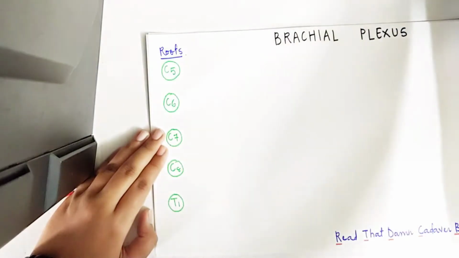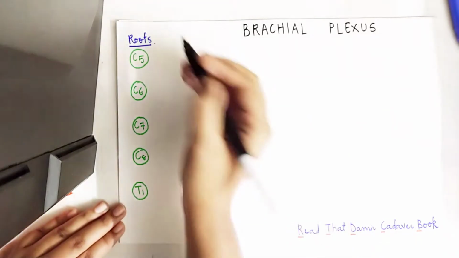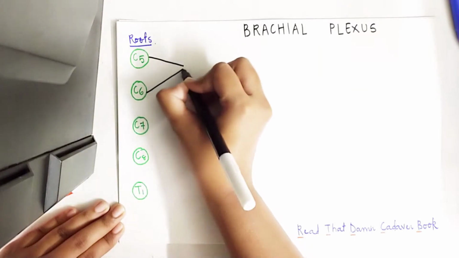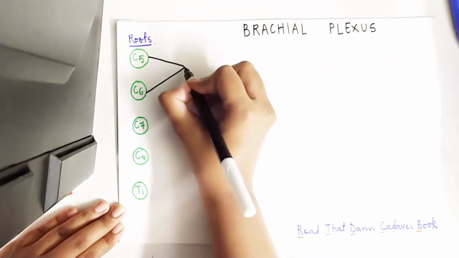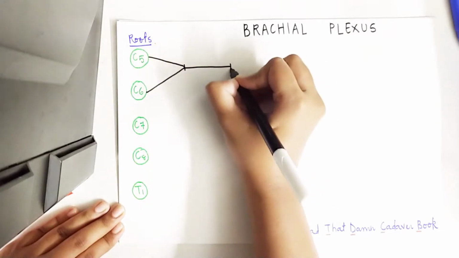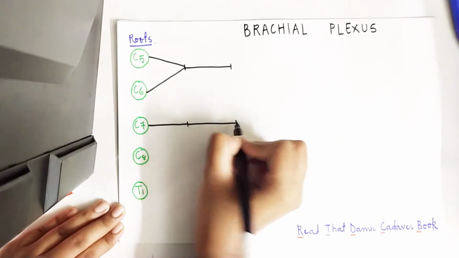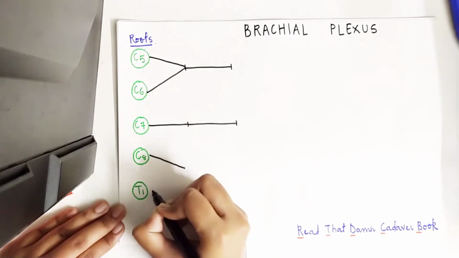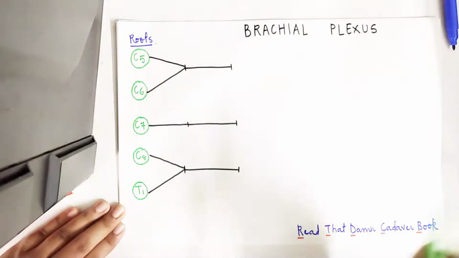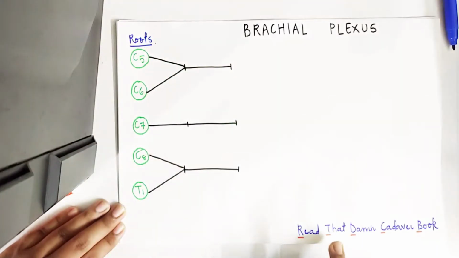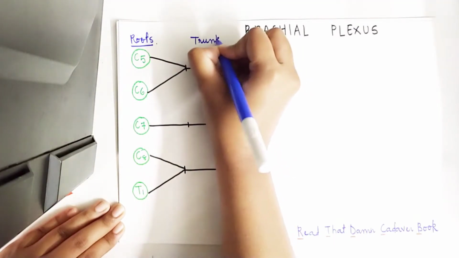Okay. So now this C5 and C6 cervical spinal nerve, they will unite and form the upper trunk. C7 will continue as it is and form the middle trunk, and C8 and T1 will unite and form the lower trunk. So see, R stands for root, then T stands for trunk. These are the parts of the brachial plexus.